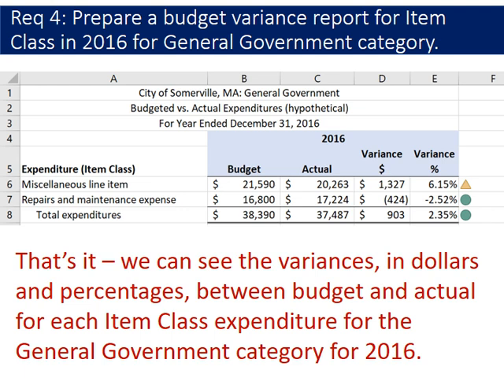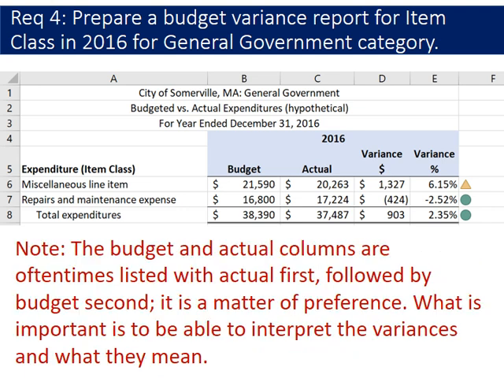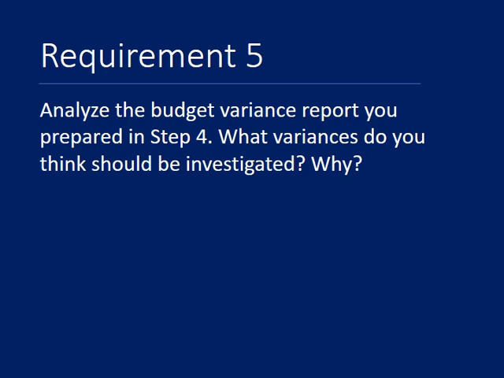That's it. We can see the variances in dollars and percentages between budget and actual for each item class expenditure for the general government category for 2016 with some visual data formatting. Note, the budget and actual columns are oftentimes listed with actual first followed by budget second. It is a matter of preference. What is important is to be able to interpret the variances and what they mean.